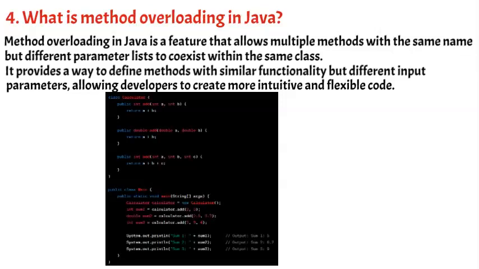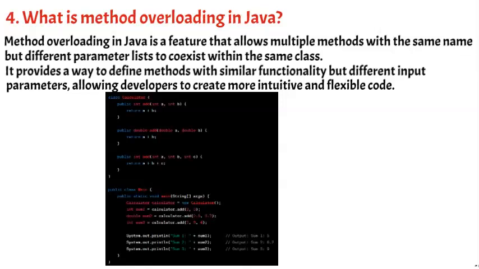Each method performs addition but accepts different types and numbers of arguments. The first method adds 2 integers, the second method adds 2 doubles, and the third method adds 3 integers. During method invocation, the appropriate method is determined based on the arguments passed. The Java compiler resolves the method call at compile time.